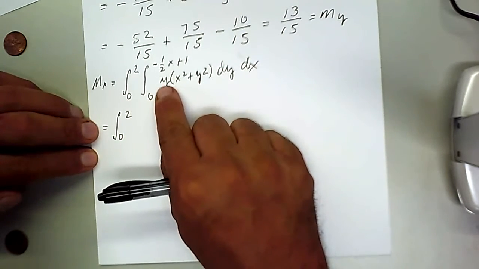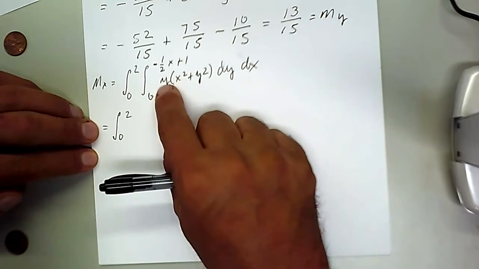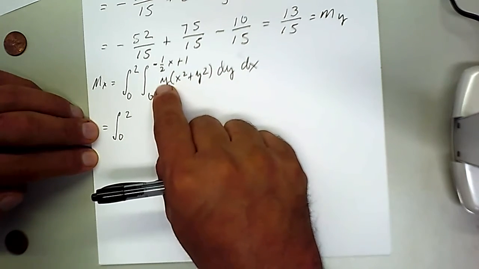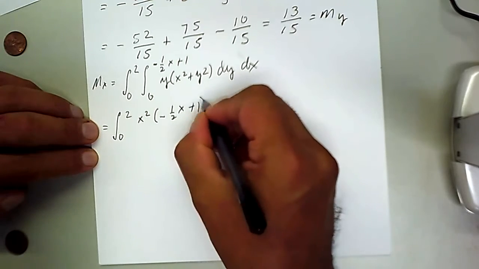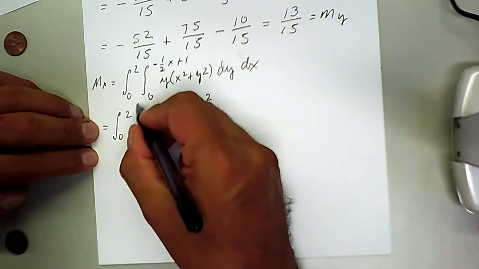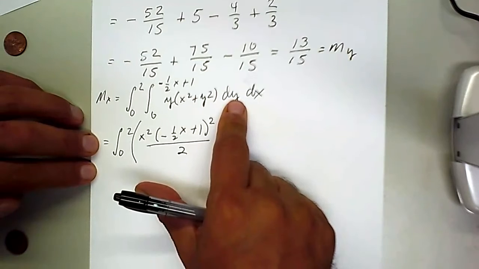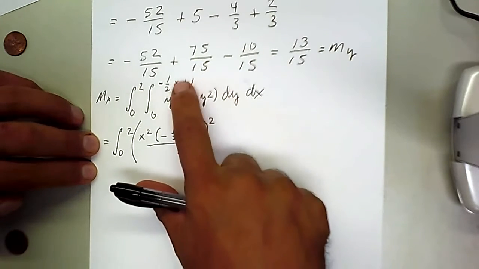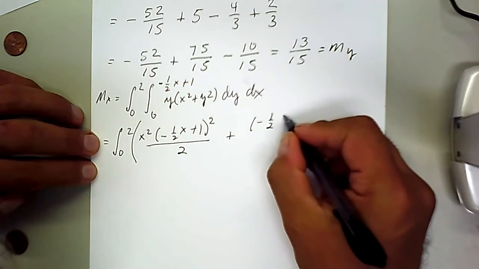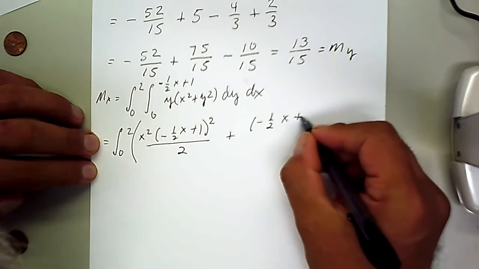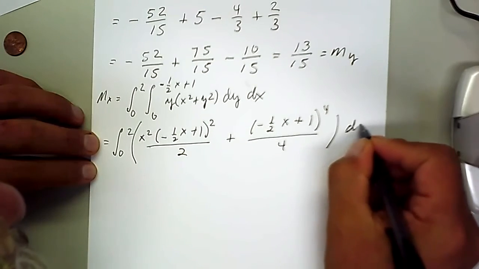Okay, so when we multiply, we have x squared y, integrate x squared y squared over 2. We're going to plug that in. X squared negative half x plus 1 squared over 2. That takes care of this term. Now y cubed, when we integrate with respect to y, will give us y to the 4 over 4. We're going to plug in those two. So plus negative half x plus 1 to the 4 over 4. Wow.